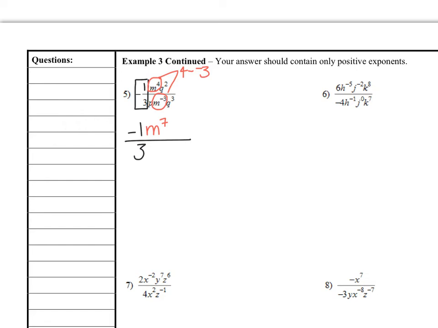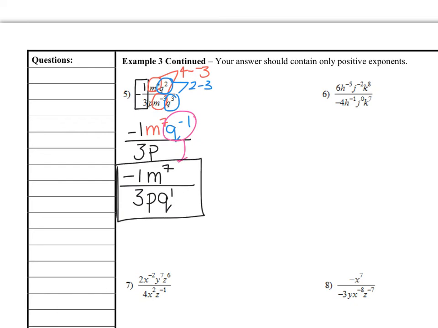Okay, because I started on the top. And then we have q squared divided by q to the 3rd. So that would be 2 minus 3. So that's q to the negative 1st. And then p is just going to hang out down on the bottom because there was nothing to do with it. But now that q to the negative 1st can drop down. Okay, so we now have negative 1/3 m to the 7th, p, q to the positive 1st. Okay, so that's one method.